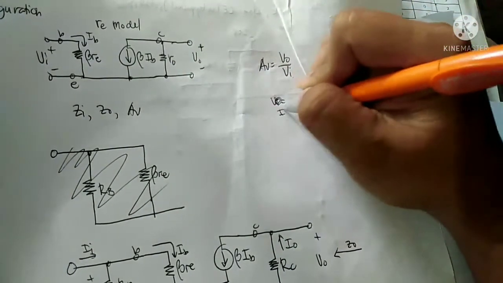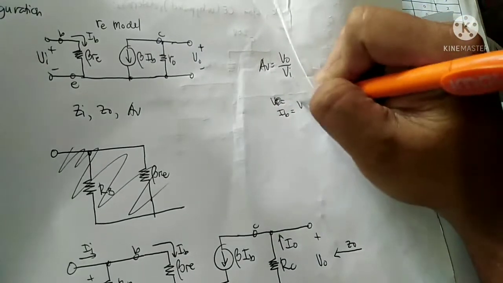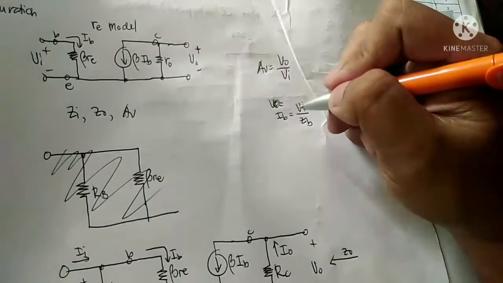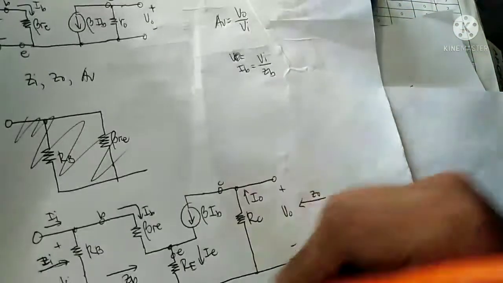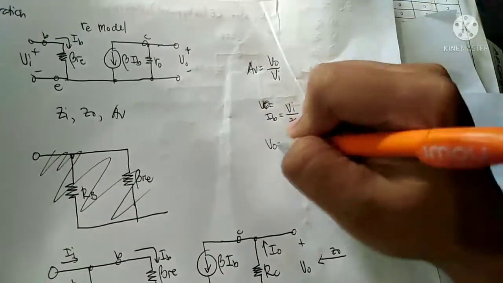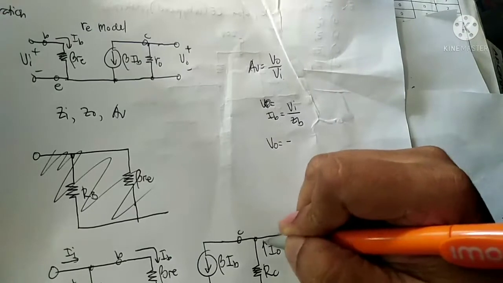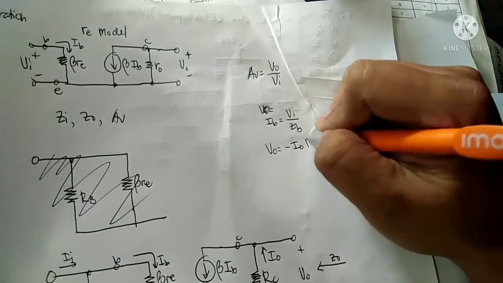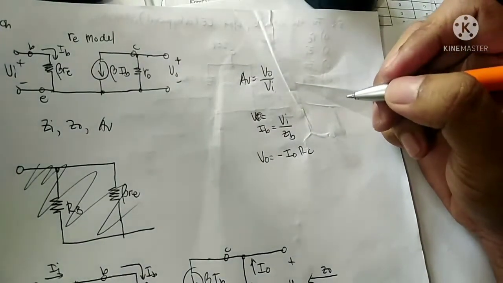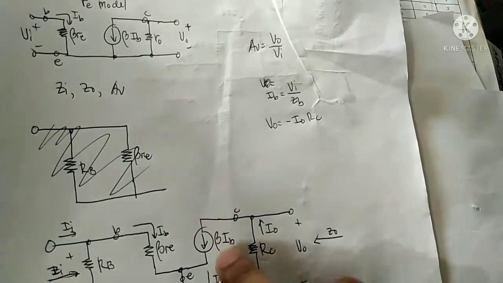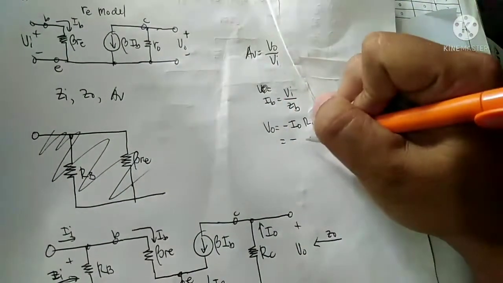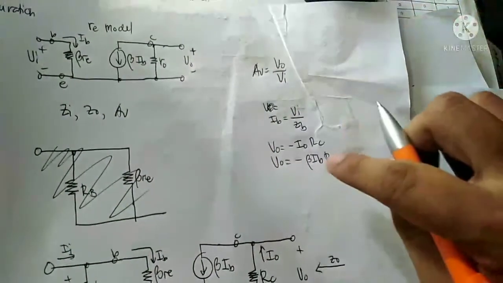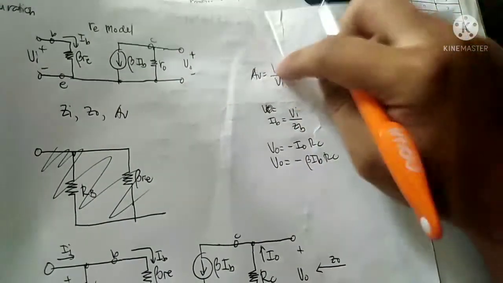By the way, this is Ib is equal to Vi divided by Zb. And on the output side, Vout is equal to, since the direction is different, negative Iout times RC, where the Iout current is just equal to beta Ib. Therefore this will be negative beta Ib times RC. Substitute this one, and also Vi.